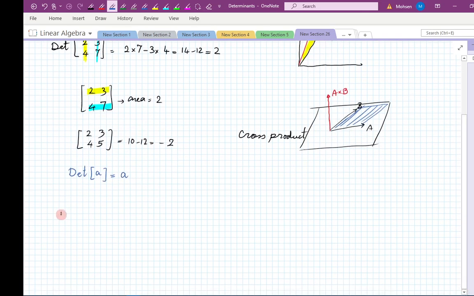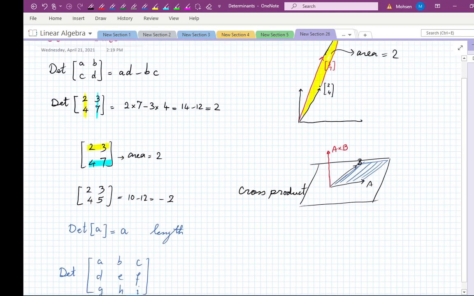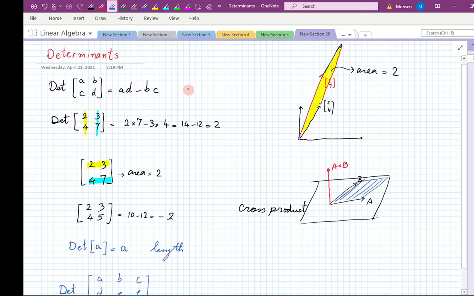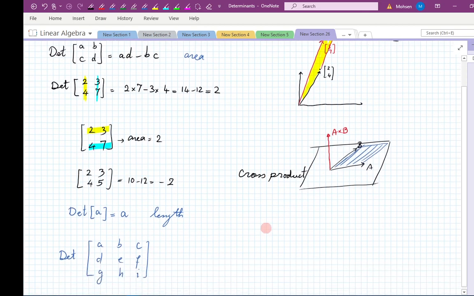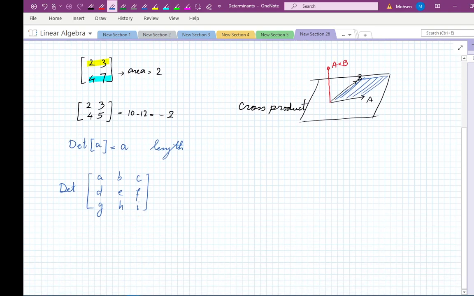Next comes up, what about the 3 by 3? A, B, C, D, E, F, G, H, I. Well, what do you think? This attaches itself to the concept of a length. This one is the concept of the area. For 3 by 3, what do you think it connects to? Well, if you say volume, you are our grand prize winner. Yes, it relates to volume.